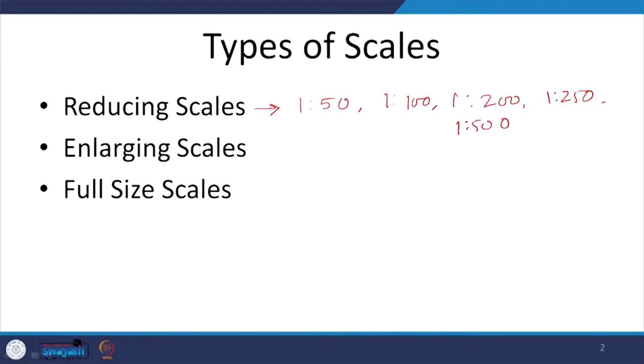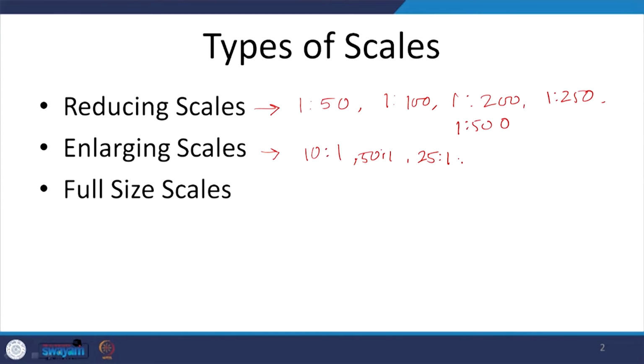Now, the second one, where the real object is much smaller and what is shown on the sheet is a much bigger version of it, is called an enlarging scale. In this, you will write say 10:1. So 10 units represented on the sheet are actually representing just 1 unit of the real object. 10 is to 1, 50 is to 1, 25 is to 1. It could be any, depending upon the object.